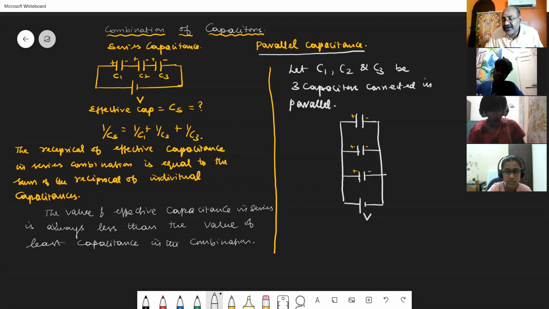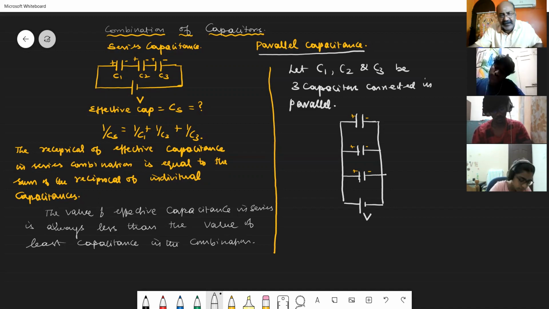In series combination, the positive plate of one is connected to the negative plate of the other. But here, in parallel combination, all the positively charged plates are connected to one end and all the negative plates are connected to the other end. Across them, a potential difference of V volt is connected.